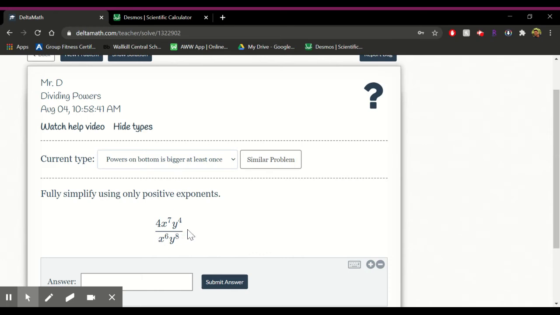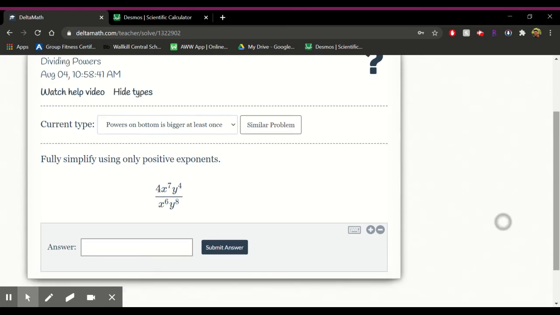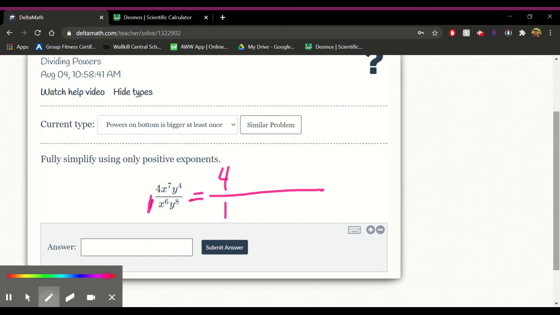Yeah, we can do this. All right, so we expand this out. Now remember, there's a 1 here, right? So we have 4 over 1, because there's a 1 up top. Okay, then we have the x's, right?